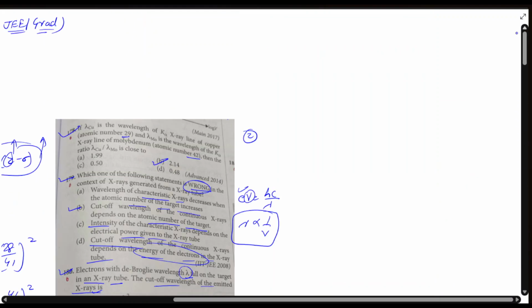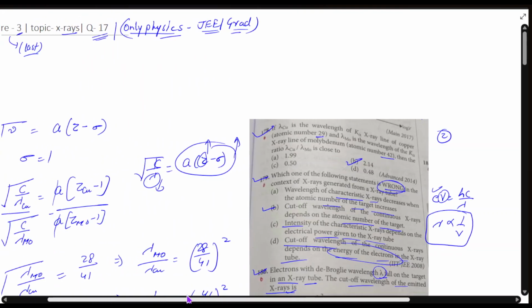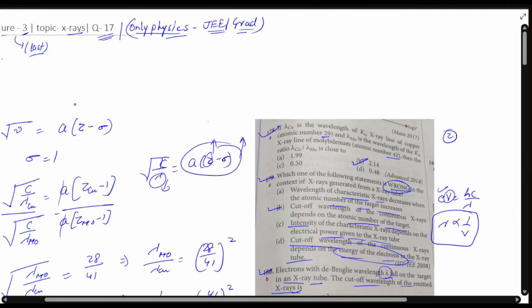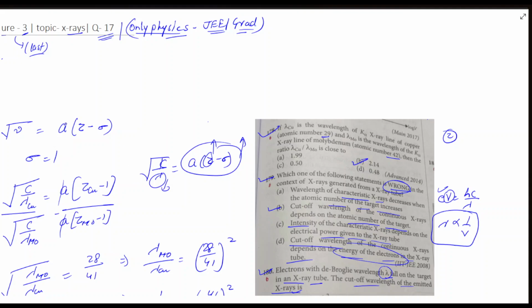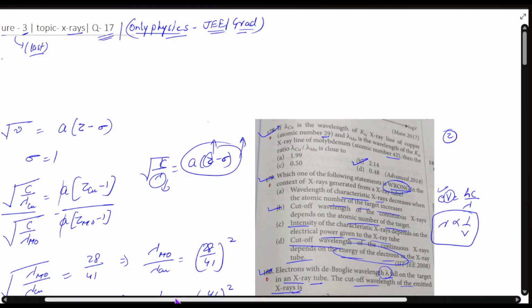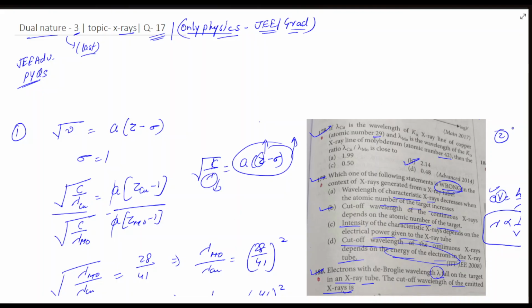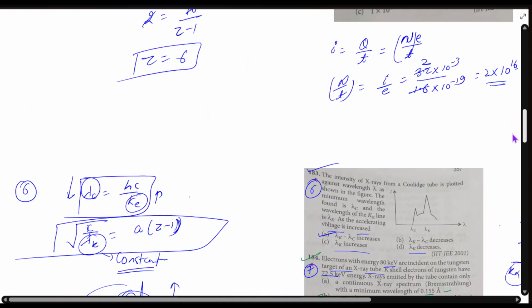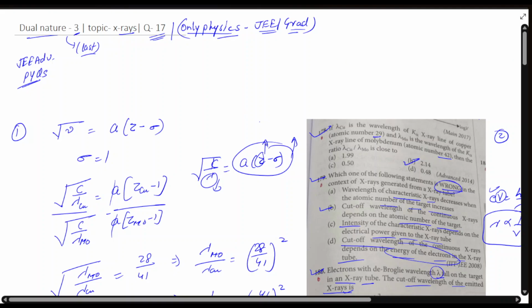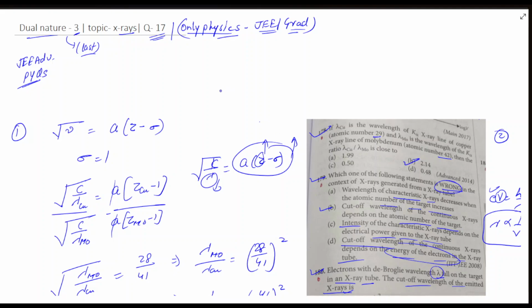So look, the questions from X-rays are pretty easy, nothing to worry about. Only Moseley's law is there, right? You just need to learn that, and the picture will be clear. So be careful while solving. Of course, there can be conceptual mistakes while solving these questions, but otherwise, everything is easy.